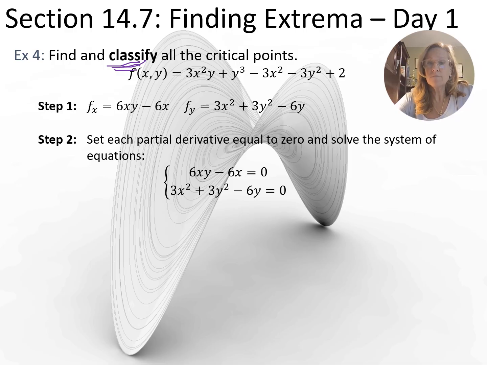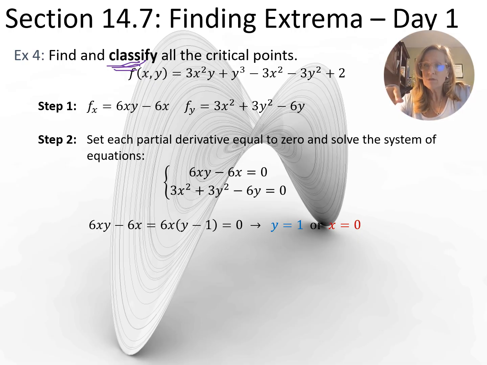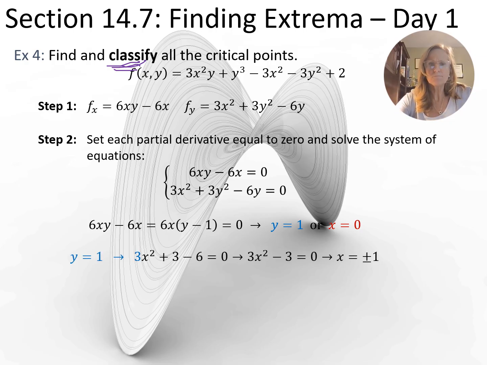I looked at the first equation. I pulled out 6x, and I got two cases. Y is equal to 1 or x is equal to 0. So I took each one of those cases and went back to the second equation. Case 1, if y is equal to 1, plugged it into the second equation. And I got x is equal to positive or negative 1. So I have critical points (1, 1) and (negative 1, 1).